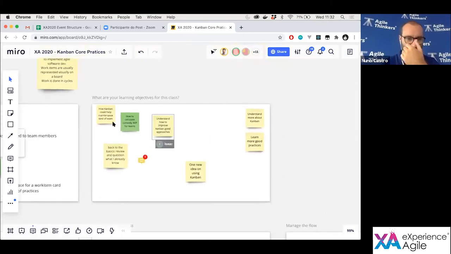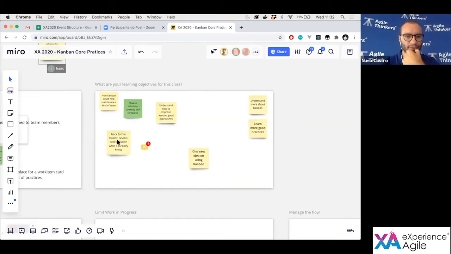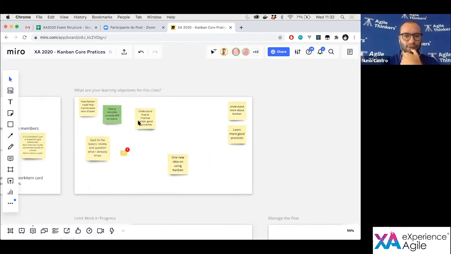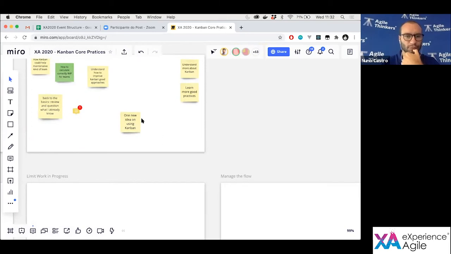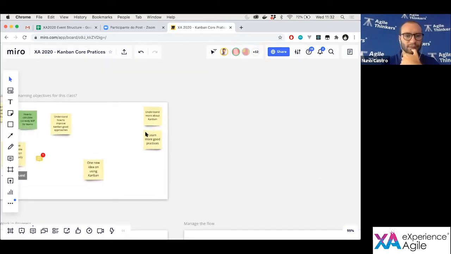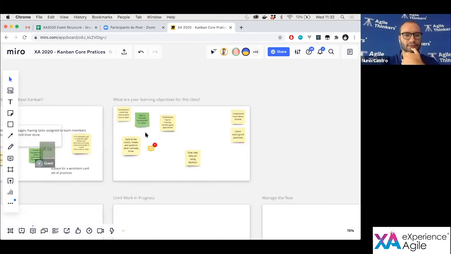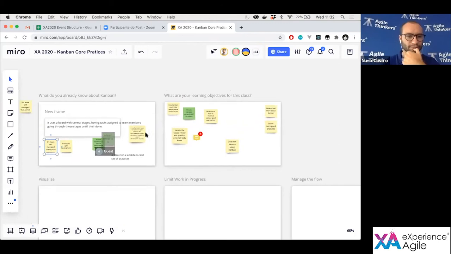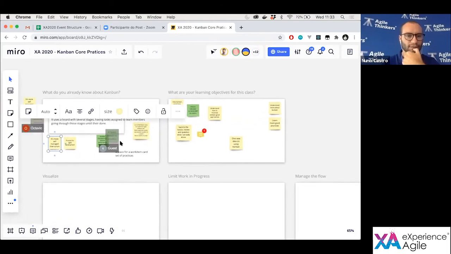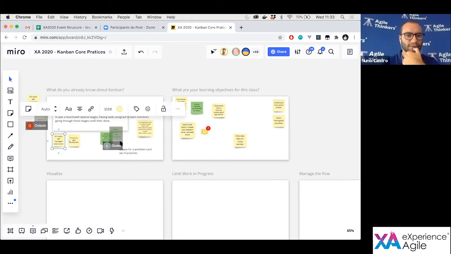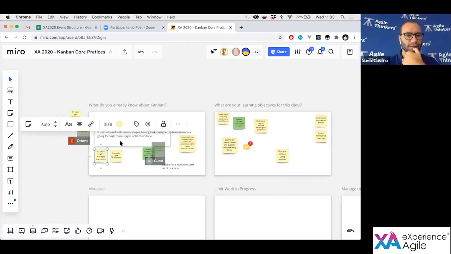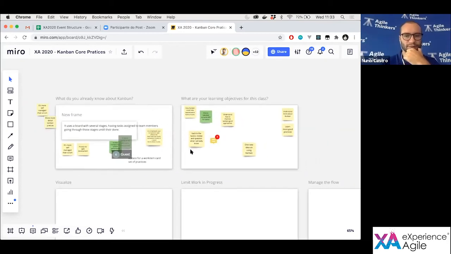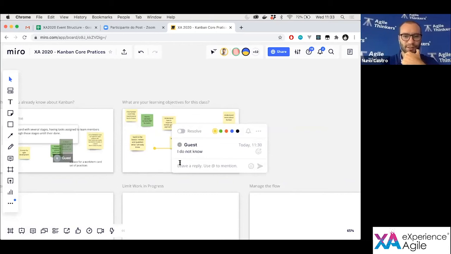Okay, learning objectives. How Kanban could help maintenance kind of team. Back to the basics, review question and what I already know. How to calculate correctly WIP for teams. Understand how to improve Kanban with approach. One new idea on using Kanban. Understand more about Kanban. Learn more good practices. Team needs to be very disciplined. Know more about Kanban practices. Someone put, I do not know. You do not know what you want to learn from this class.